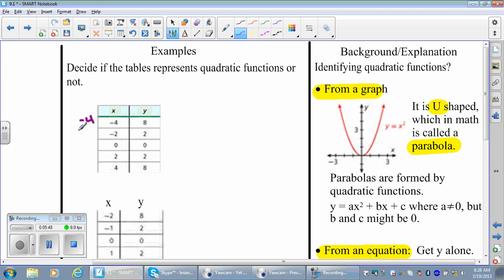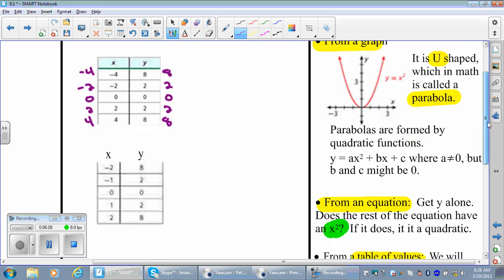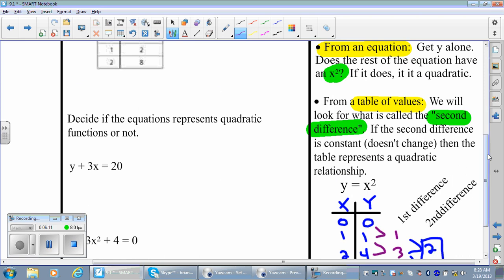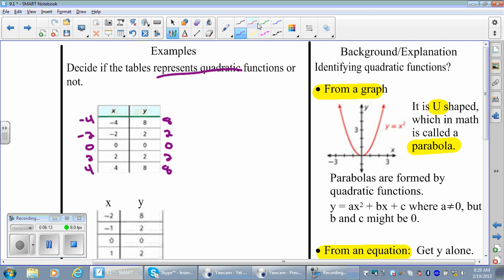The x values are -4, -2, 0, 2, and 4. And the y values are 8, 2, 0, 2, and 8. Now, the question asks us, does this represent a quadratic function or not? Well, we have a table of values, so we have to apply the table of values test, which is we're going to look at the second difference. So if I look here, look at the difference between those numbers, these numbers, these numbers, and these numbers.